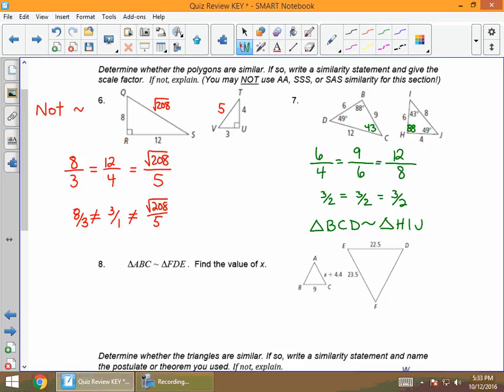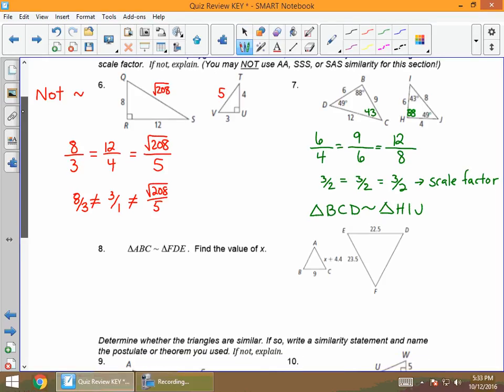The scale factor, for those of you wondering, is that number that they all had in common. When I reduce that, it reduces down to the scale factor. So the scale factor is 3 over 2, meaning that the triangle on the left, the one that I put on the top of all of my fractions, so triangle BCD, has a 3 to 2 relationship to triangle IJH. It is bigger because 3 is bigger than 2.